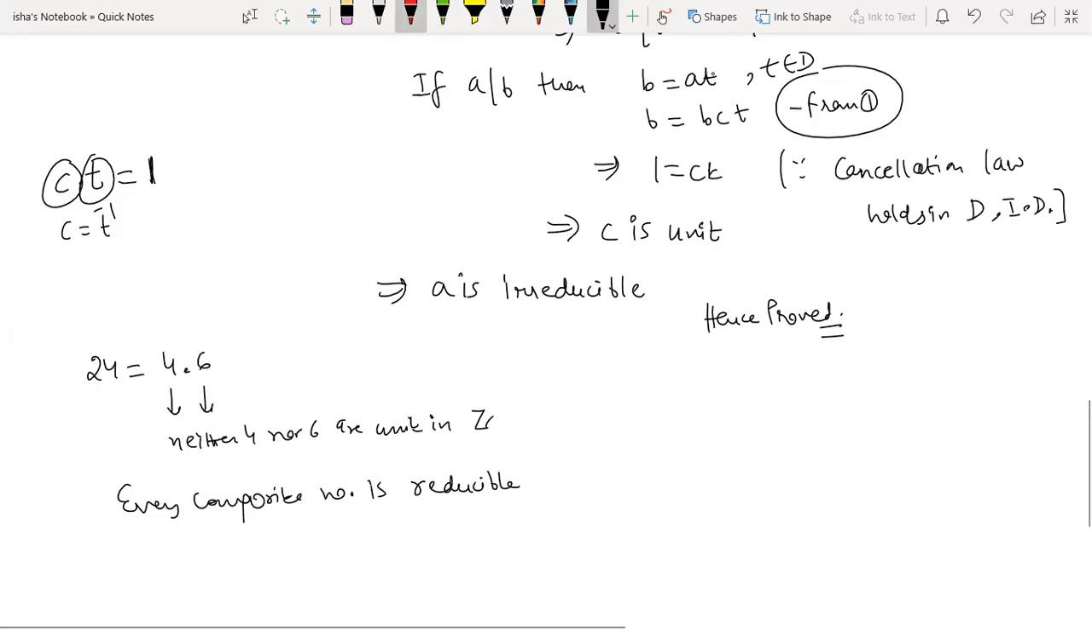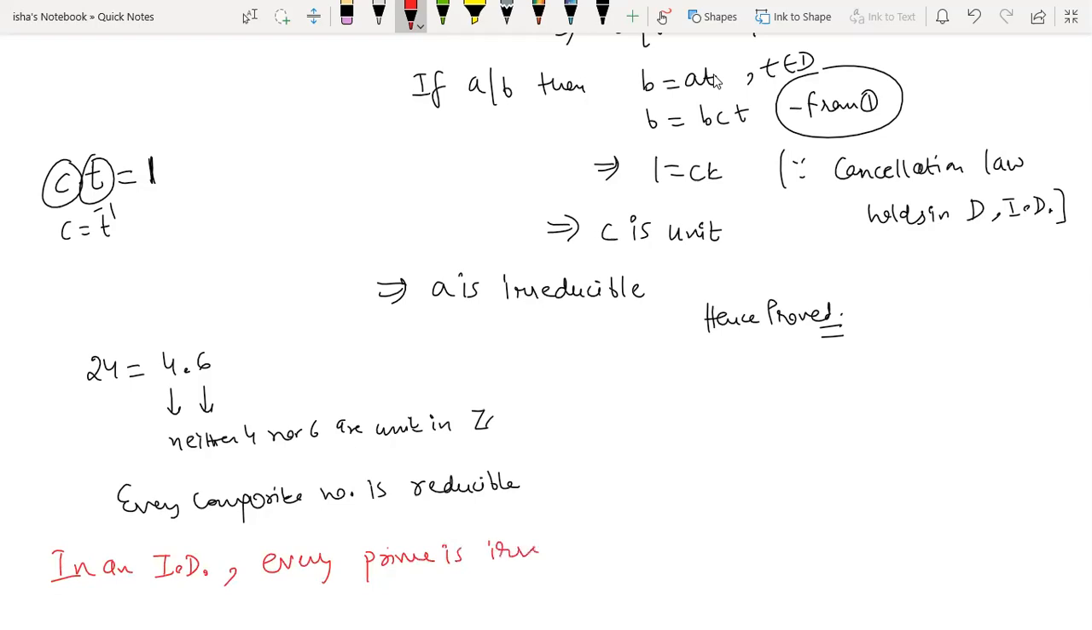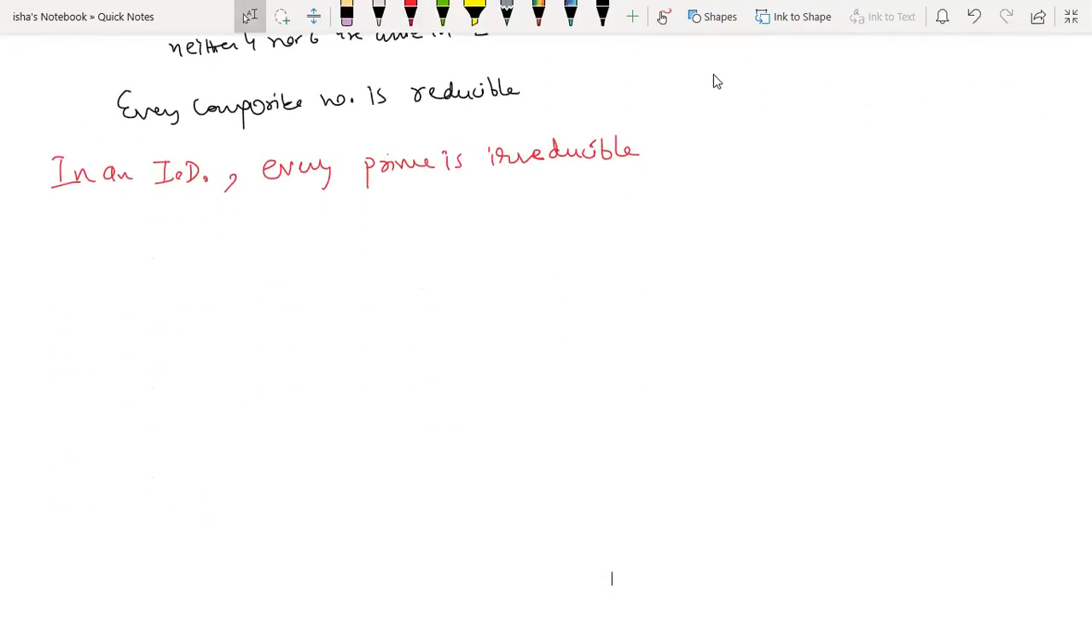So now I will be coming to another question. So the result which we have just proved is, let me rewrite that, in an integral domain every prime is irreducible. So you know this is the convention of studying, that whenever we prove any theorem or prove any result, the natural question which comes to our mind is, does the converse hold? So what is the converse of this statement?